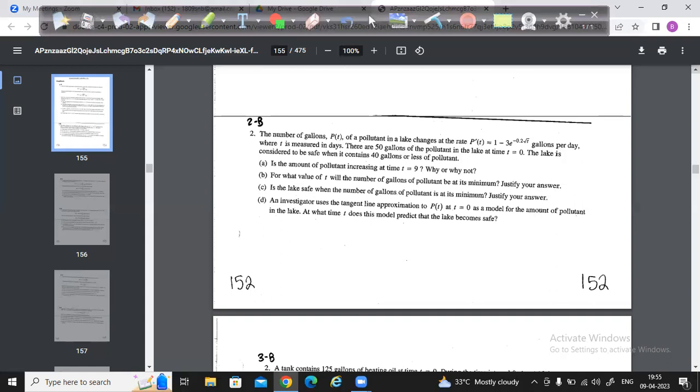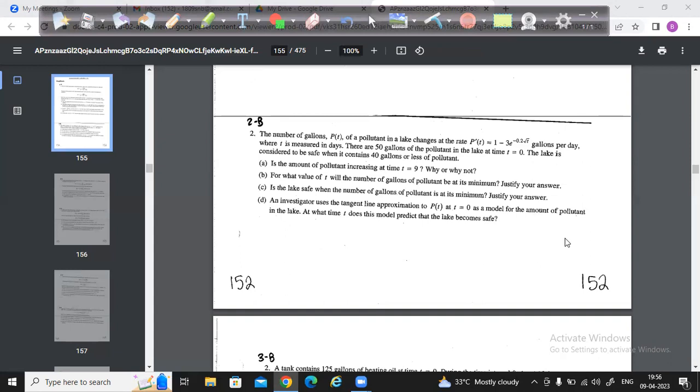Okay, good. Four students gave me this answer. Everyone got minus 0.646. So it is decreasing. The pollutant is decreasing at that time. Is it increasing? No, the pollutant is not increasing at time t equal to 9.